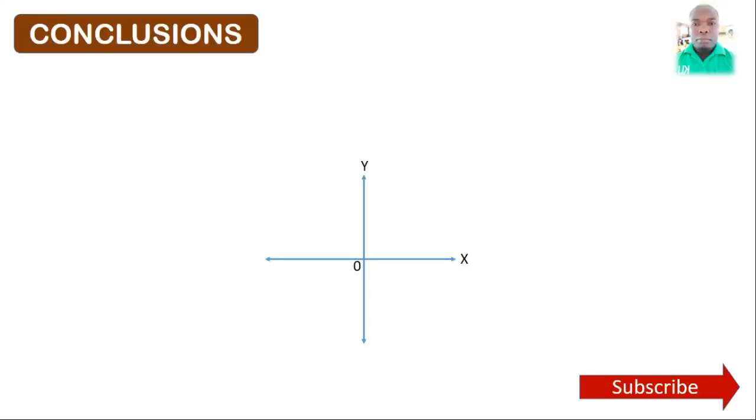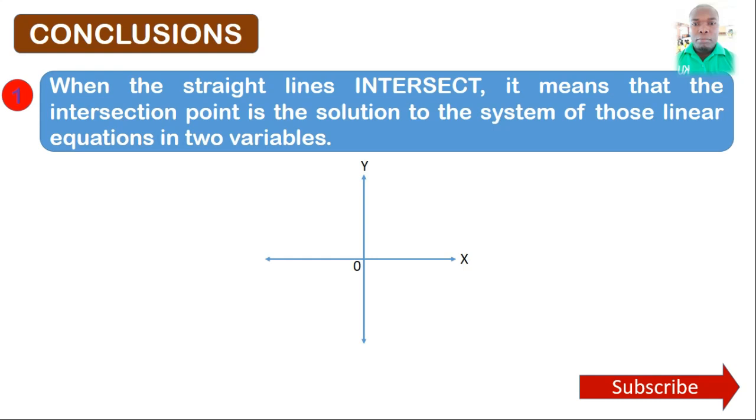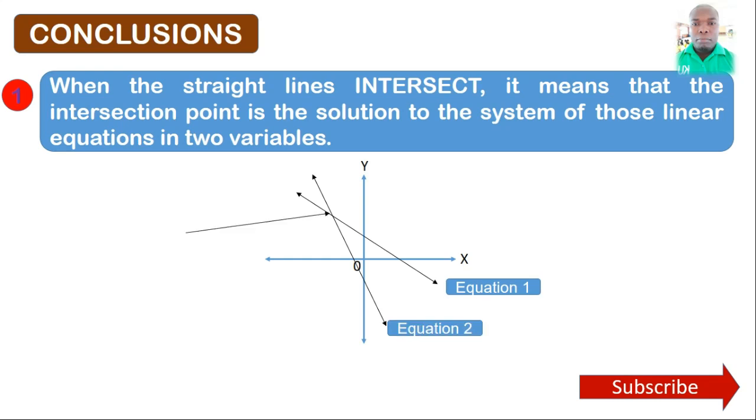Let us now make the conclusions. Number 1. When the straight lines intersect, it means that the intersection point is the solution to the system of those linear equations in two variables. Look at this. That is equation 1, and then we have equation number 2. The intersection point is the solution to these two linear equations.